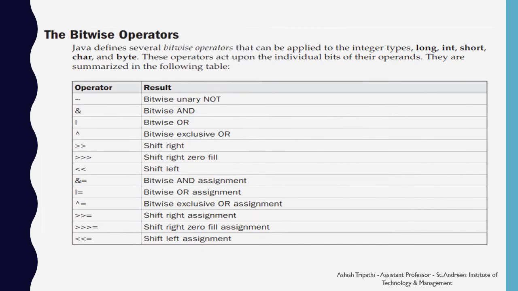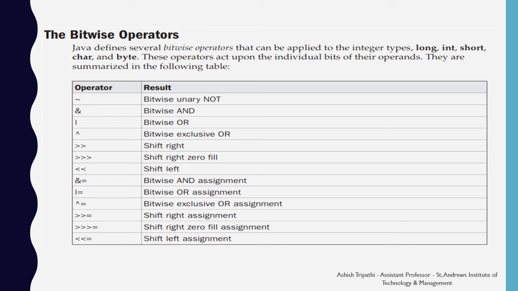Bitwise operator. Java defines several bitwise operators that can be applied to the integer types like long, int, short, char, and byte. These operators act upon the individual bits of their operands. They are summarized like you have the tilde sign, which is bitwise unary not. You have single ampersand sign, which is bitwise and. You have a single pipe sign, which is bitwise or. You have a caret sign, which is bitwise exclusive or.